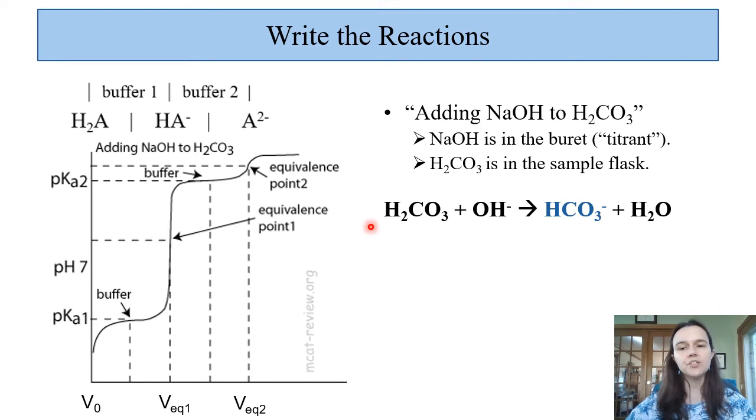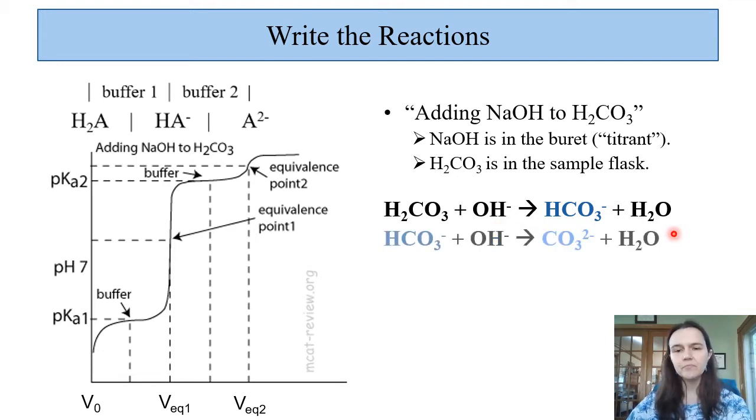The first reaction then of this titration, because it's polyprotic, we will have multiple reactions, is the carbonic acid with the hydroxide ion from sodium hydroxide. That produces bicarbonate and water. The second reaction is that the bicarbonate will react with more hydroxide ion from NaOH to form the fully basic version, which is CO3 2-, or carbonate.